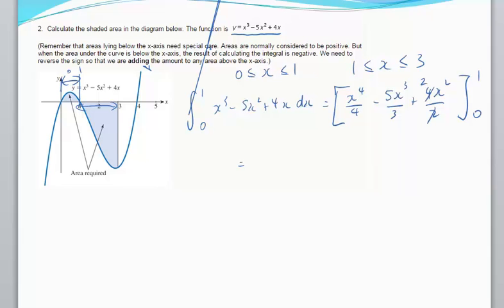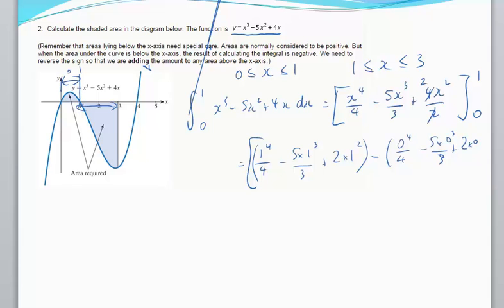So for our 1 values, we get 1 to the power of 4 on 4 minus 5 times 1 cubed on 3 plus 2 times 1 squared, minus 0 to the power of 4 on 4 minus 5 times 0 cubed on 3 plus 2 times 0 squared. So this will work out to be 7 on 12, and this will all be equal to 0 minus 0. Here is 7 on 12.